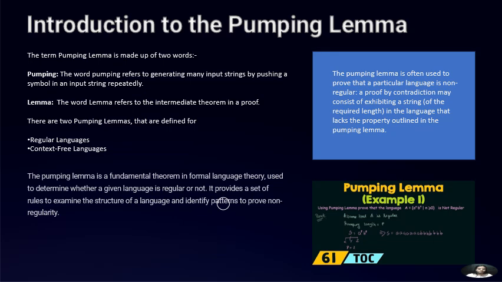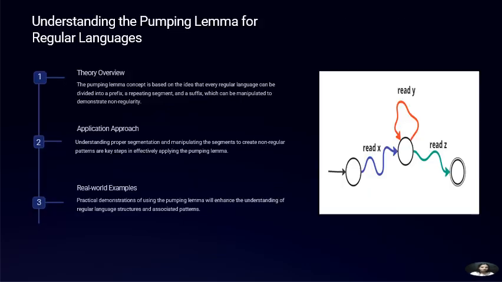The pumping lemma is a fundamental theorem in the formal language theory used to determine whether a given language is regular or not. It provides a set of rules to examine the structure of a language and identify patterns to prove non-regularity. The pumping lemma is often used to prove that a particular language is non-regular. A proof by contradiction may consist of exhibiting a string of the required length in the language that lacks the property outlined in the pumping lemma.